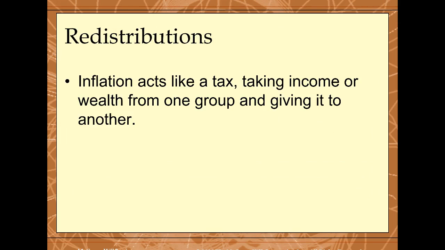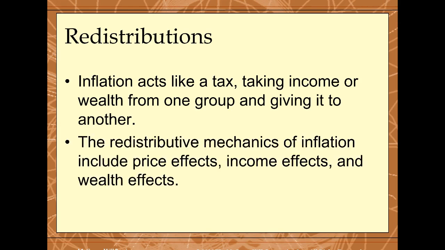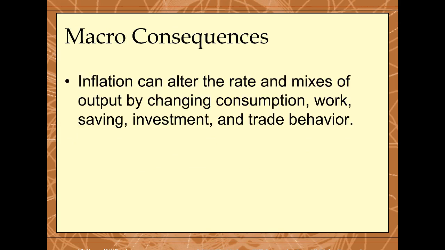So inflation acts like a tax, taking income or wealth from one group and giving it to others. The redistributive mechanics of inflation include price effects, income effects, and wealth effects. So inflation can alter the rate and mix of output by changing consumption, work, savings, investment, and trade behavior. Now think about this. If the price of a good is going up rapidly, you would think that the economy would switch and produce more of that good.